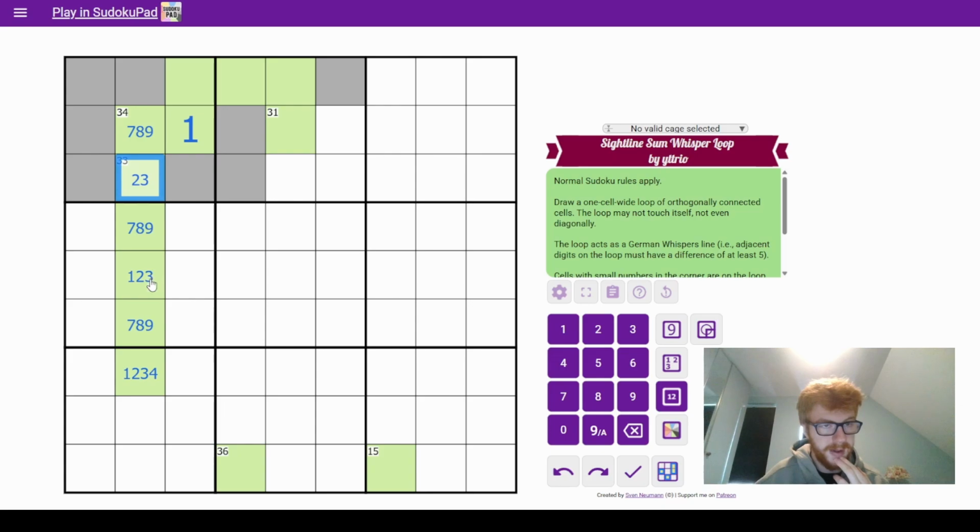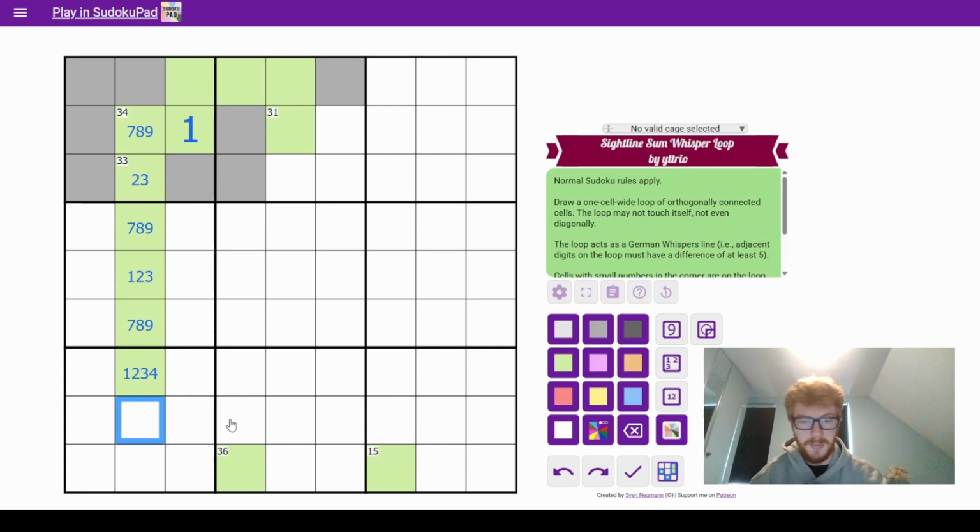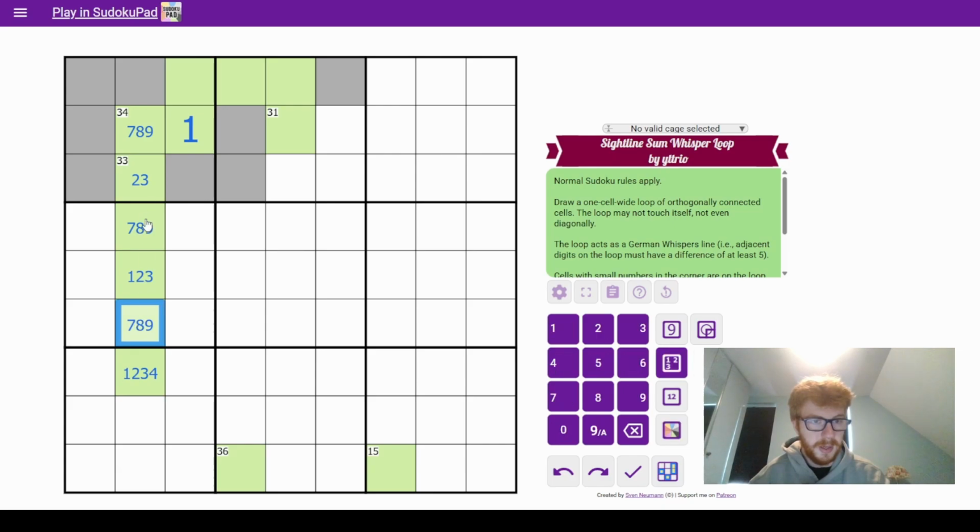But now we have 5 as a minimum with 7, 8, 9. That could never be part of the loop now, because if it is, we run into a whisper problem, because that would be a high digit, but it couldn't be 7, 8, or 9, so it would have to be a 6. And that would put 2 1s next to it somewhere. So that is not possible, that is not the loop.